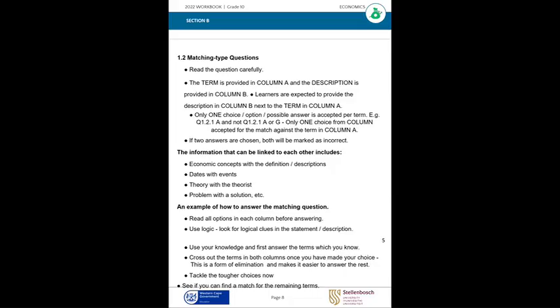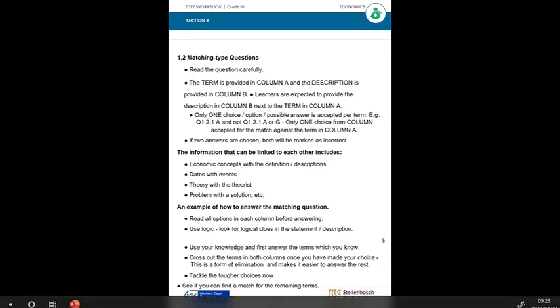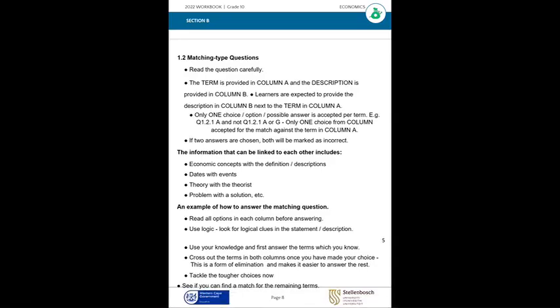An example of how to answer matching questions: read all options in each column before answering. Use logic, look for logical clues in the statement or the description. Use your knowledge and first answer the terms which you know. So go with the ones that you know very well, and then you cross out the ones that you've already answered. Okay? And once you've done the ones you know, then you look at the ones that you are struggling with.